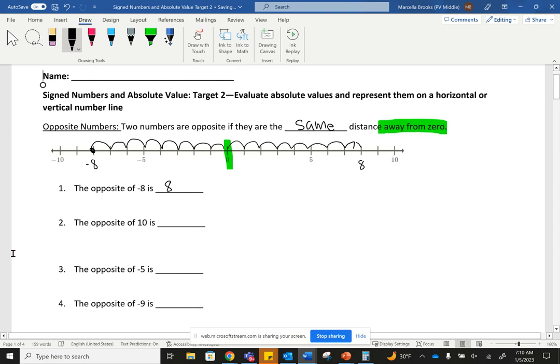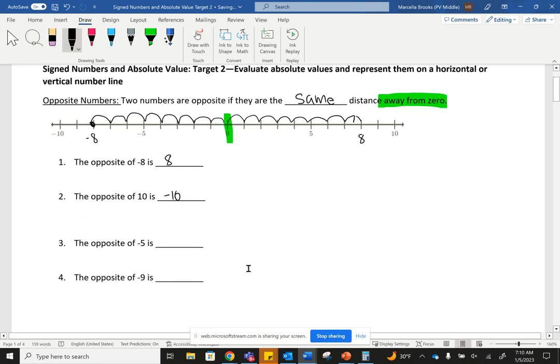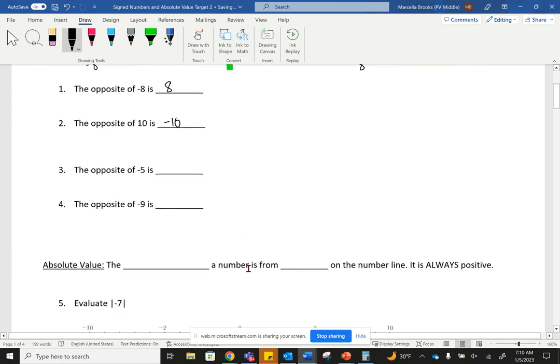Now you don't need a number line to know this. The opposite of 10 is -10. The opposite of -5 is what? The opposite of -9 is what? See if you guys can do number 3 and 4.